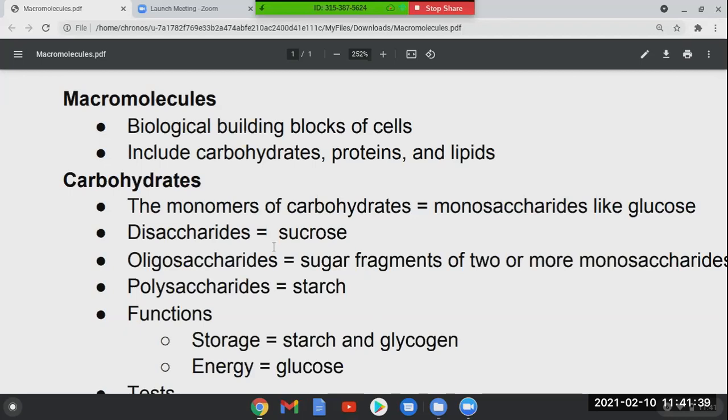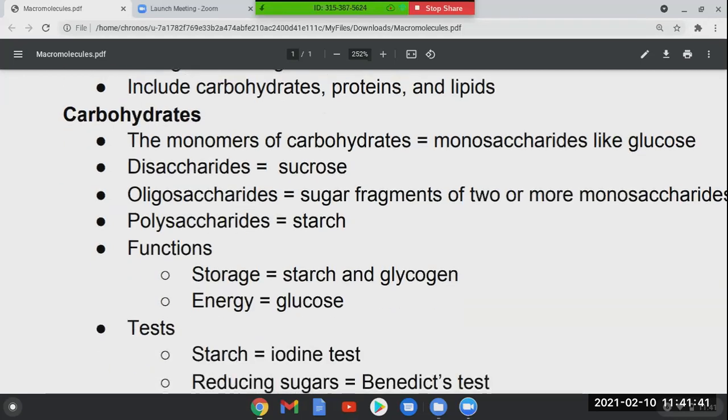Carbohydrates have their own functions. The first function is storage. And as I told you, plants use starch to store carbohydrate and animals use glycogen to store sugar molecules. And the other function of carbohydrates is for energy, obviously, and most of the energy we use in our body and the energy that plants use comes from glucose.